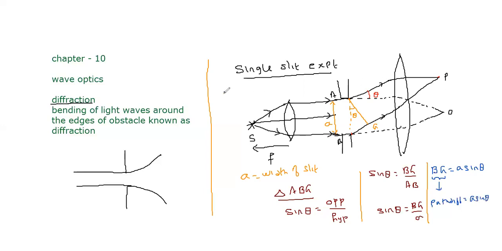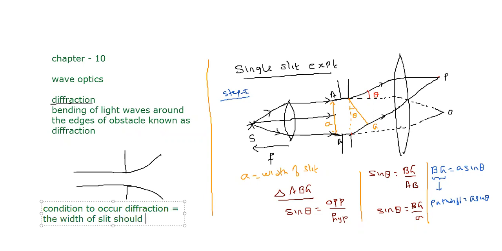So step 1 is over. What is diffraction? Bending of waves. And what is the condition for diffraction? Diffraction, what is the condition? So the condition to occur diffraction. Answer: the width of the slit should be in the order of the wavelength of light. So the slit size should be in the order of the wavelength of light. Okay.